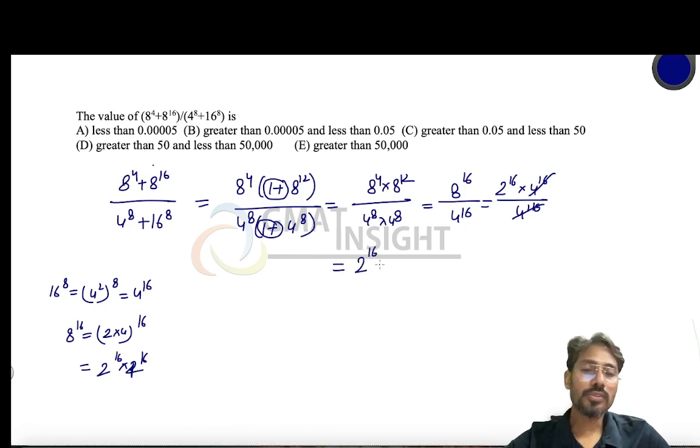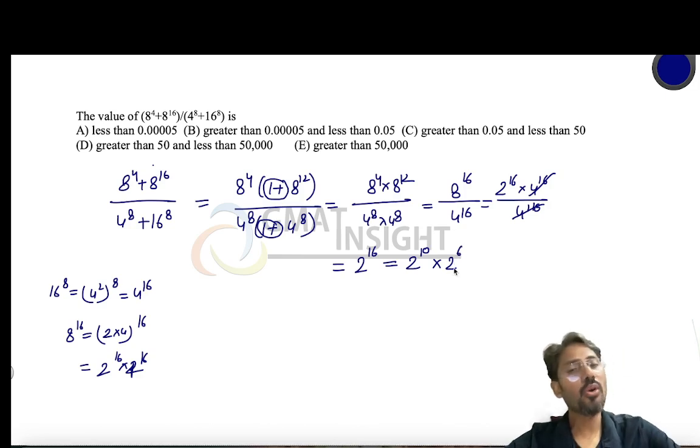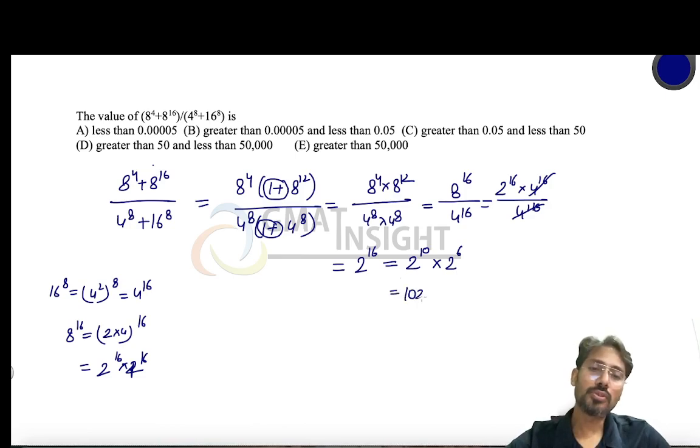Now 2 to the power 16 can be broken up into two parts, 2 to the power 10 times 2 to the power 6. Why did I do this? Because I remember all the powers of 2 from 2 to the power 1 to 2 to the power 10. Why do I remember that? Because GMAT expects us to know this. This is repeated so many times that you should just know what 2 to the power 7 is. If somebody asks, it's 128. 2 to the power 8 is 256. 2 to the power 9 is 512. 2 to the power 10 is 1024. So this value comes to 1024.